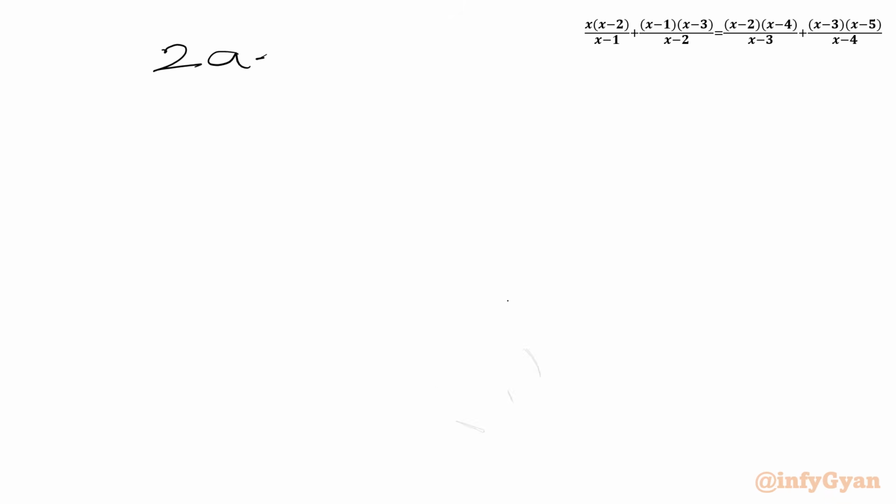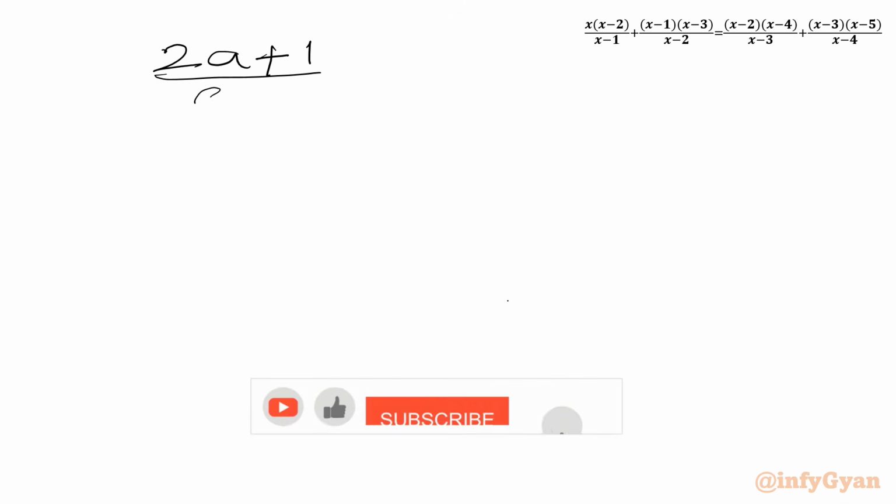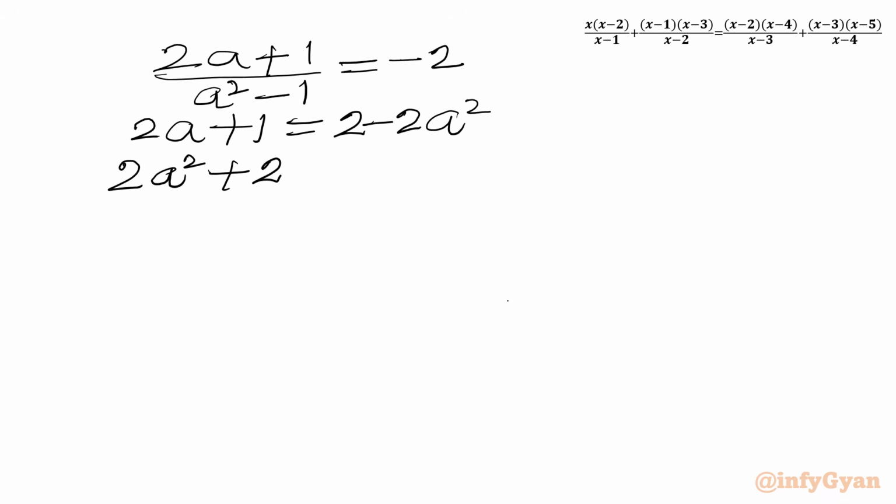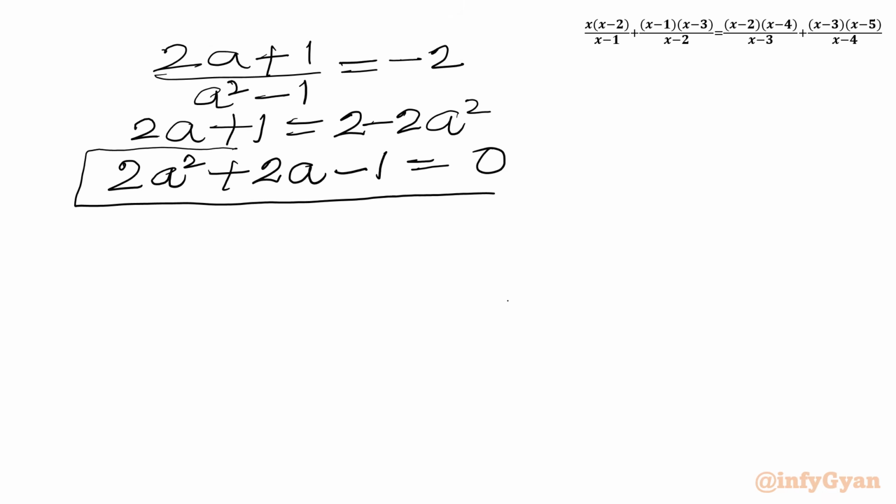2a plus 1 over a square minus 1 equal to minus 2. Let's cross multiply. We will get 2a plus 1 equal to 2 minus 2a square. By writing all the terms to LHS, we will get 2a square plus 2a minus 1 equal to 0. Now we have one quadratic equation in a.